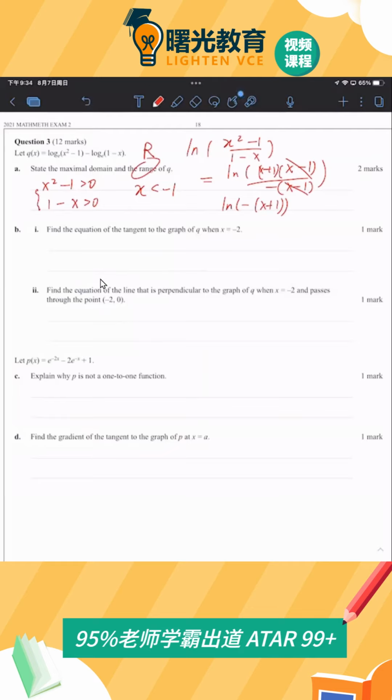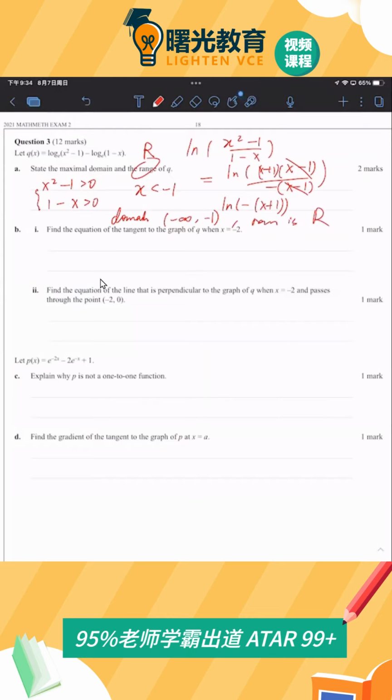And we better describe it in interval notation. So our domain, or maximum domain, or the implied domain, is from negative infinity to -1 exclusive. Do not include the -1, okay? And then our range is all the real numbers. No positive, no negative, just all the real numbers, okay?